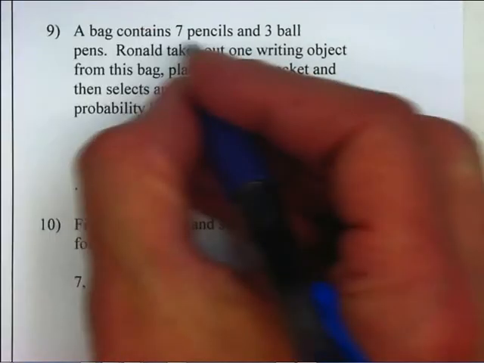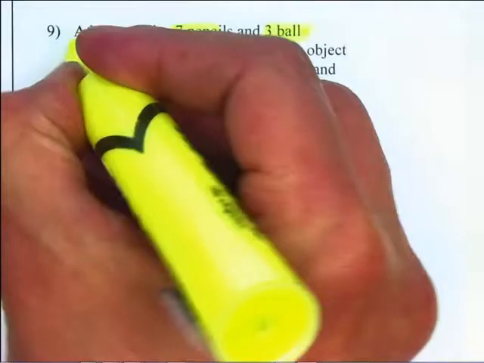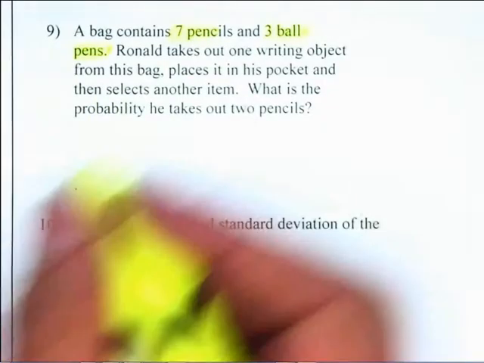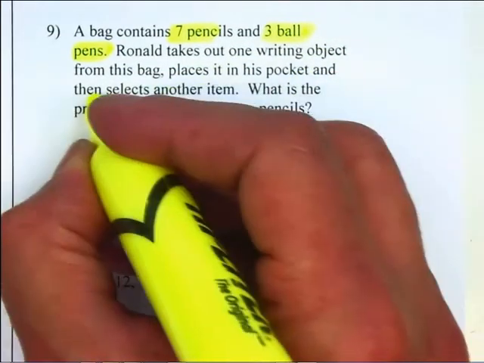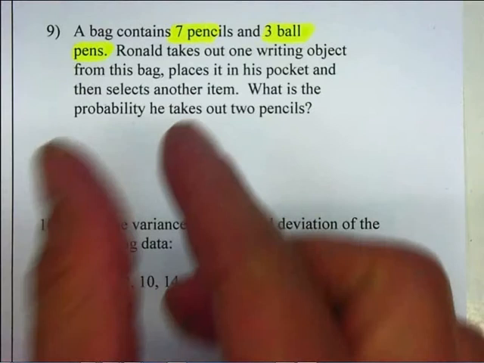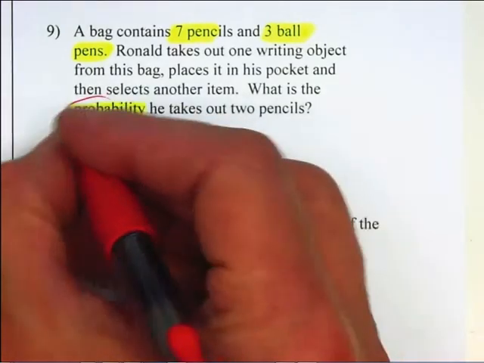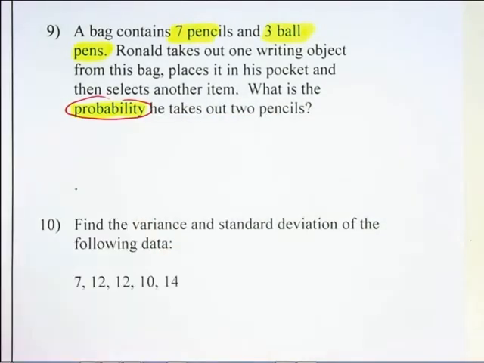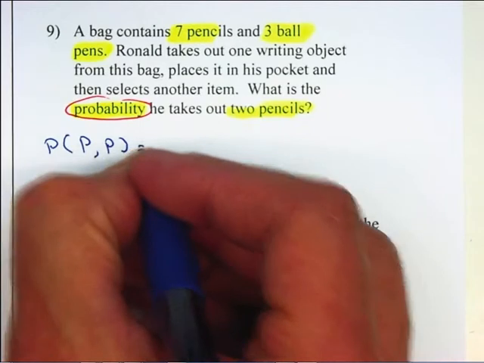Problem number 9. On problem number 9, it says a bag contains 7 pencils and 3 ball pens. Ronald is taking one writing object from this bag, places it back in his pocket, and then selects another. So remember, in this one, you're selecting one and then another. What is the probability? Probability means that you're going to have a fraction, that it takes two pencils out. So we have the probability of a pencil and a pencil.